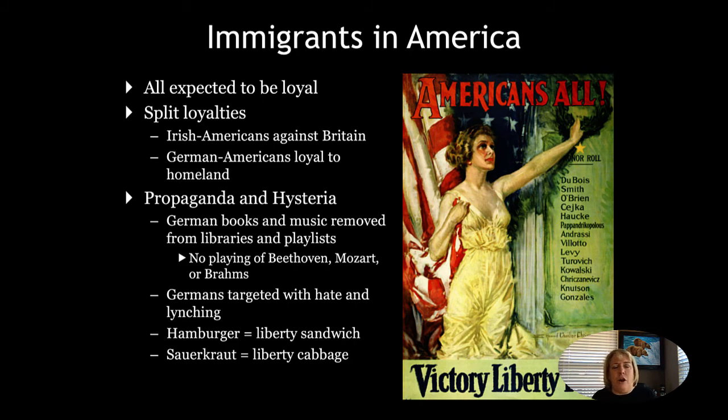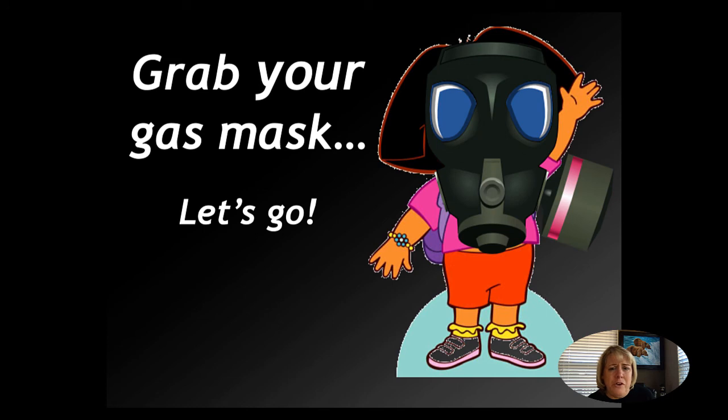Propaganda and hysteria are going to run rampant in America when we first go to war. Germany is not only seen as the enemy abroad, but the enemy within. German books, German music are going to be banned in our country. We're going to stop playing Beethoven and Mozart and Brahms. German Americans are going to be targeted with hate and lynching because they're seen as the enemy. Heck, we're even going to change the name of some of our favorite foods. Hamburgers are going to start being called Liberty sandwiches, and sauerkraut's going to be called Liberty cabbage. We're going a little crazy.